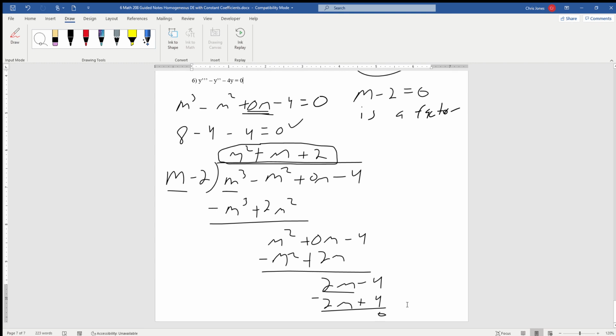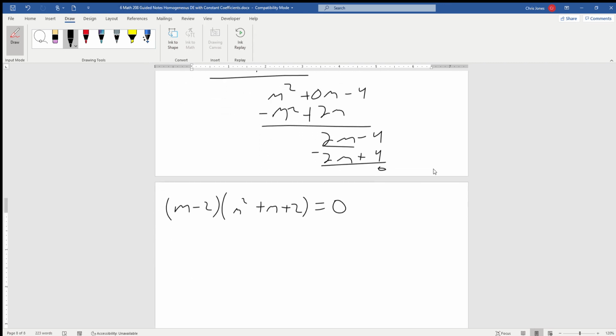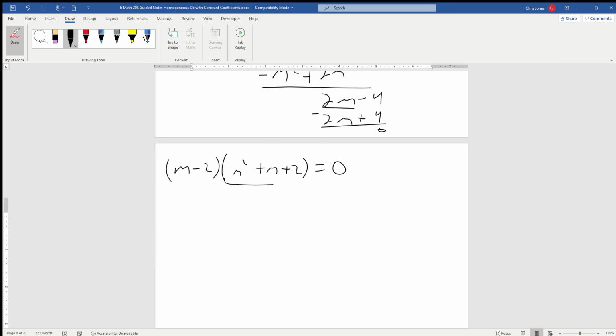And now we get a new characteristic equation that's been reduced. We get m minus 2, m squared plus m plus 2 is equal to 0. Unfortunately, we cannot factor the quadratic at this point. So just like we did before, we're relegated to looking at the quadratic formula. A is 1, B is 1, C is 2.